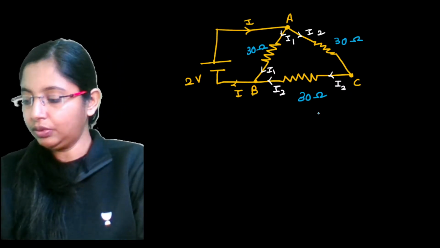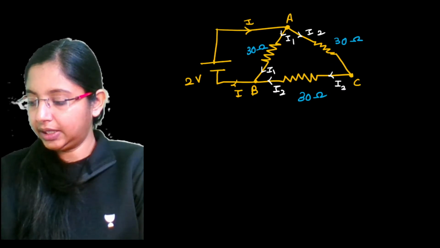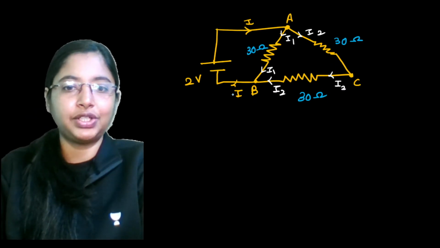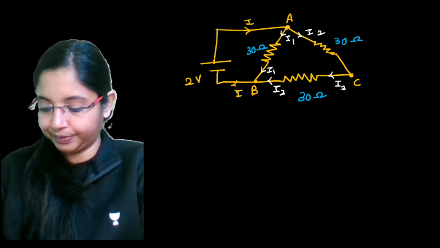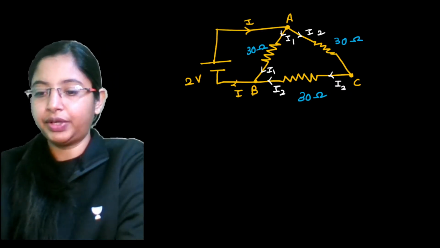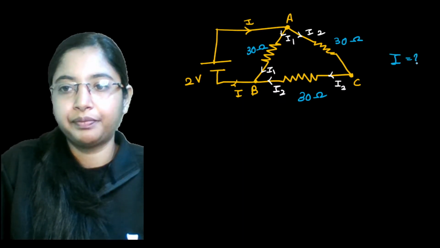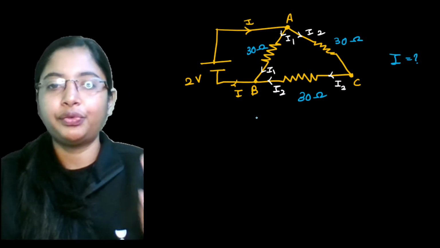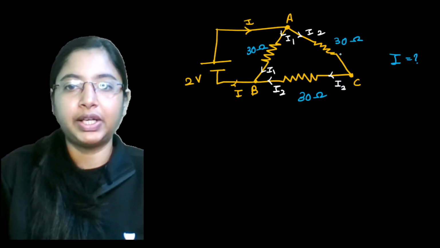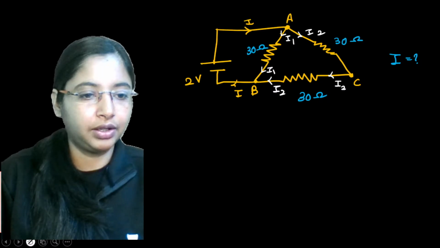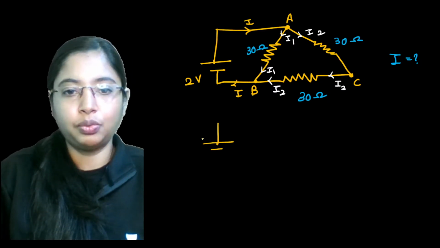Now let's find the current through the circuit. We don't want to find I1 and I2, we just want to find the total current I through the circuit. If you want to find the total current I, first you have to find the equivalent resistance for this combination. Right now what we have is a 2 volts battery.